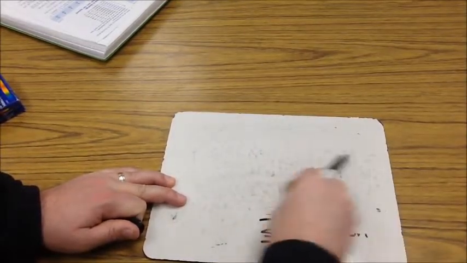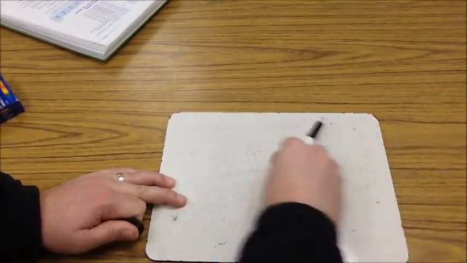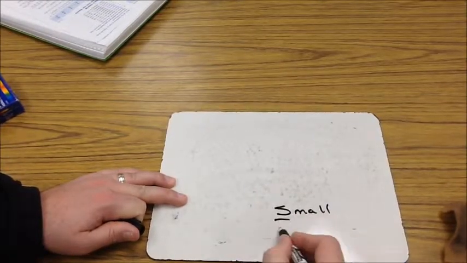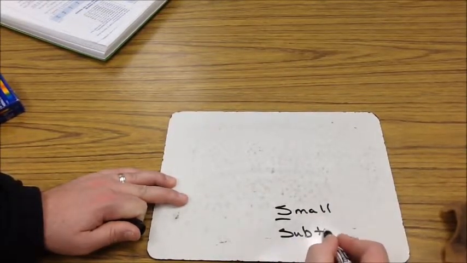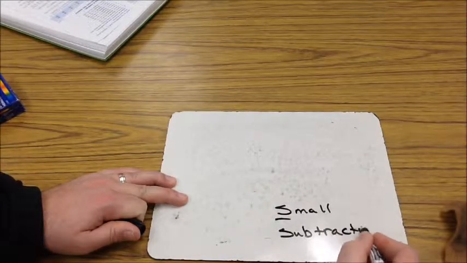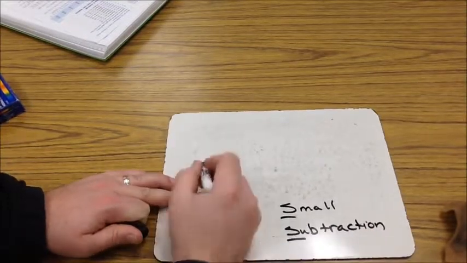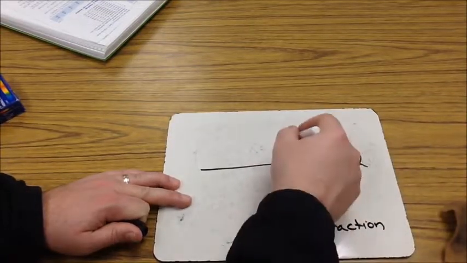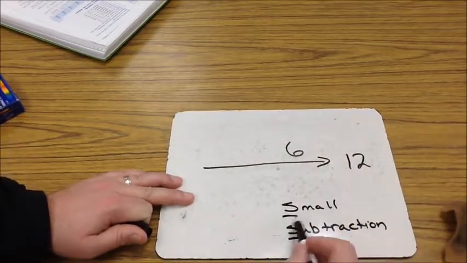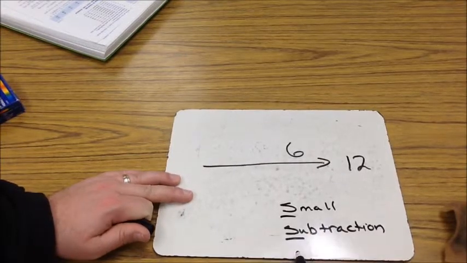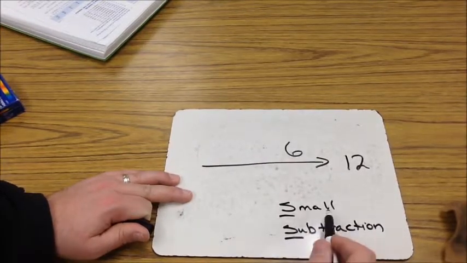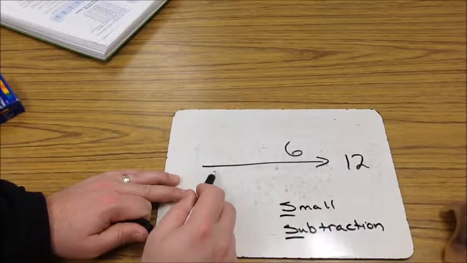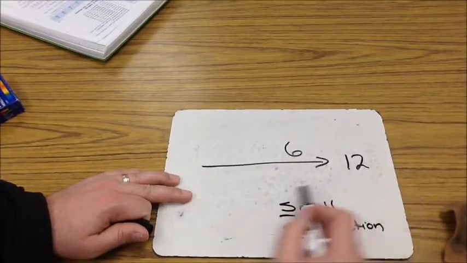Okay, remember we're doing subtraction. Ooh, I erased my fantastic way to remember when I do subtraction with a number family. Once again, here's the line, big number. Okay, I'm missing a small number, so I subtract. Remember, small starts with S, subtraction starts with S. I'm missing a small number, so I'm using subtraction.